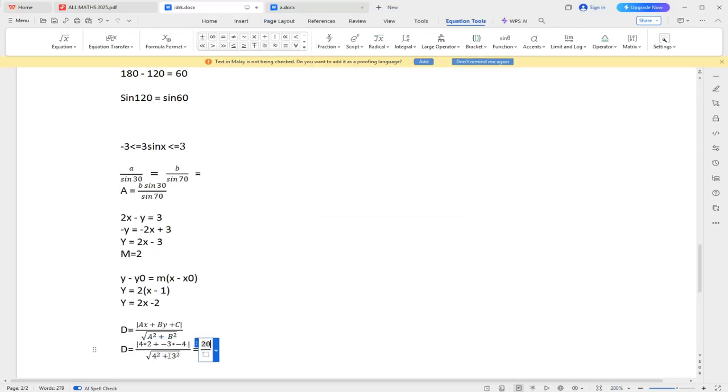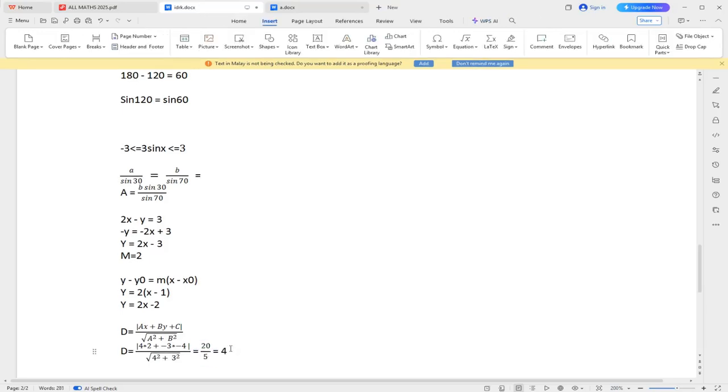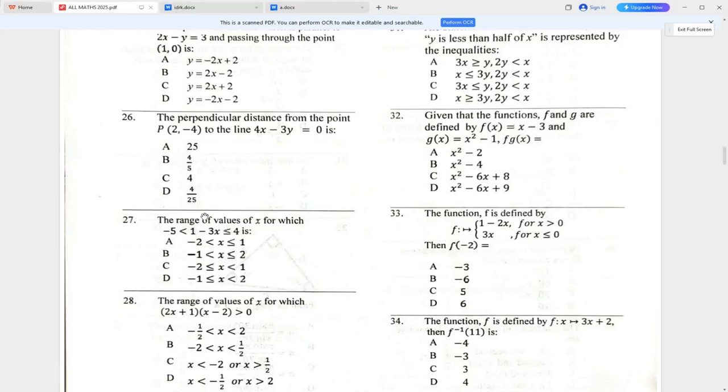And the square root of 4 squared plus 3 squared. 4 squared is 16, 3 squared is 9, 16 plus 9 is 25. The square root of 25, you have 5. 20 divided by 5, you have 4. And that is the perpendicular distance between that point and the line. Looking at our answers, 4, we have C for question 26.